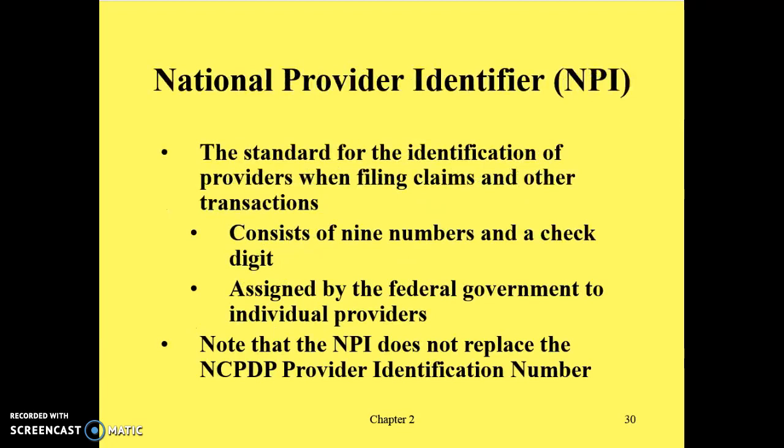Then we have the National Provider Identifier. This is 9 numbers and a check digit. This is assigned by the federal government, and this is for identifying providers when they're filing claims or transactions. So this would be not only a physician, but it could also be a facility, a pharmacy, obviously, things like that. And then after you cover that information, they're going to go on and talk to you about some of the other legislation that is going to affect you in the pharmacy. That wrapped up most of what HIPAA is all about.